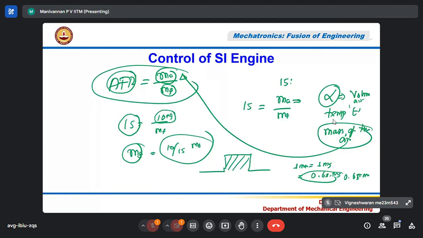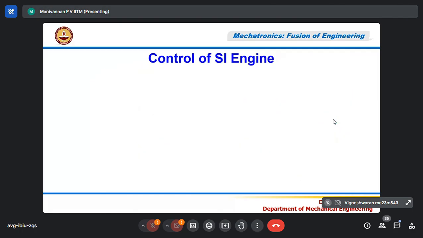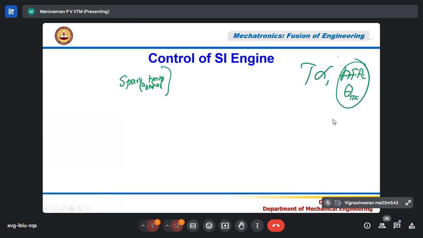So another thing also is the spark timing. In a petrol engine, the torque is proportional to AFR and the spark timing. Generally, we measure in degrees before TDC, so many degrees. When these two parameters vary, automatically the torque is varied. That's how it works.